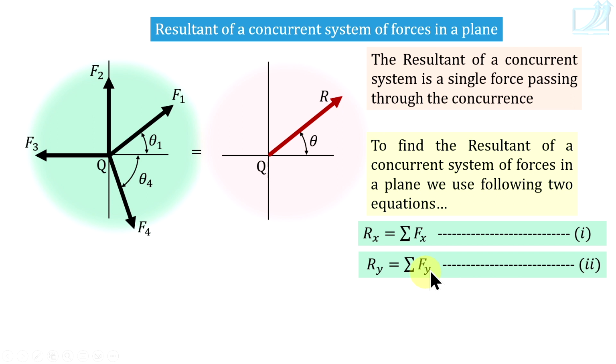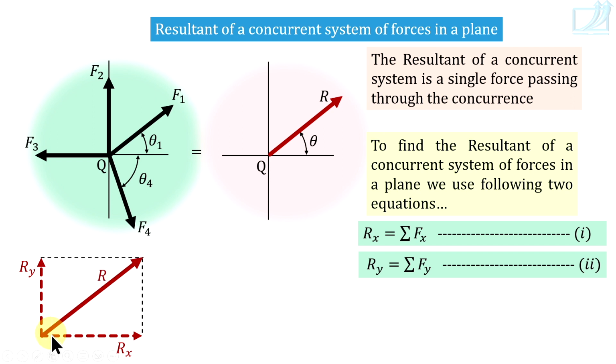Now how to get that? Listen, if you add x components of all forces, you get x component of resultant, Rx. If you add all vertical components in the system, you get vertical component of the resultant. And by law of parallelogram of forces, if you complete the parallelogram, eventually it will be a rectangle. The resultant R is along the diagonal, passing through the point where Rx and Ry meet.